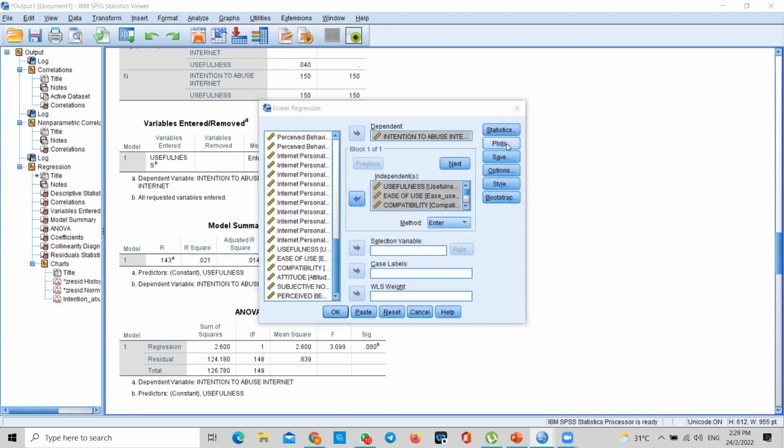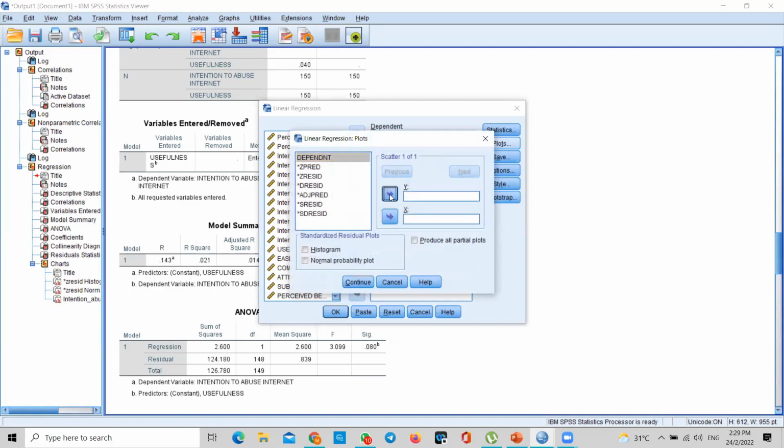Then after that, click on plots, put dependent here and this one here. Why do you do this? This one will help us to see whether there is any heteroscedasticity problem or not. What we want is for the responses to be dispersed, not concentrated. Not all responses are similar, then we have a problem. That one we will look at later. I will show you in the output how we do that.